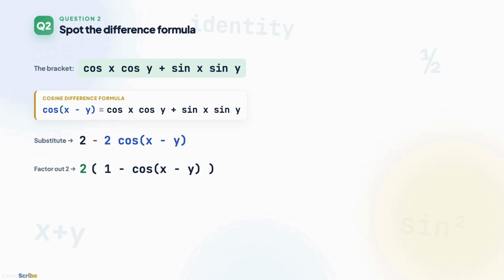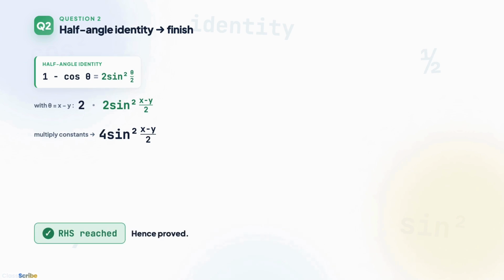Now apply another half angle identity. 1 − cos θ = 2 sin²(θ/2). Here θ is x − y. Substituting it, we get 2 multiplied by 2 sin²((x−y)/2). Simplifying gives 4 sin²((x−y)/2), which is exactly the required result, hence proved. Compare both proofs carefully. The only real difference is the sign.